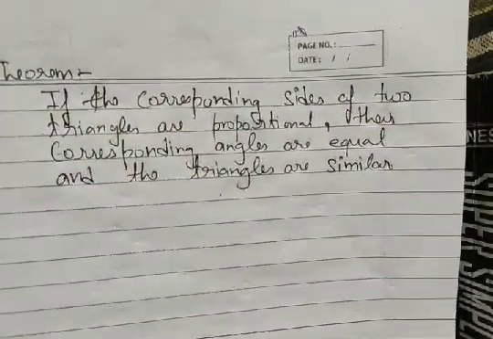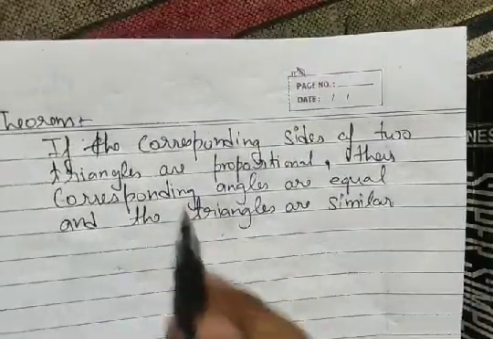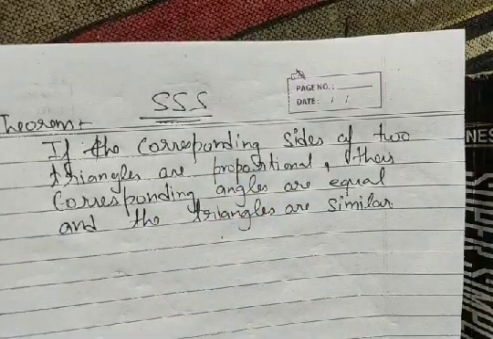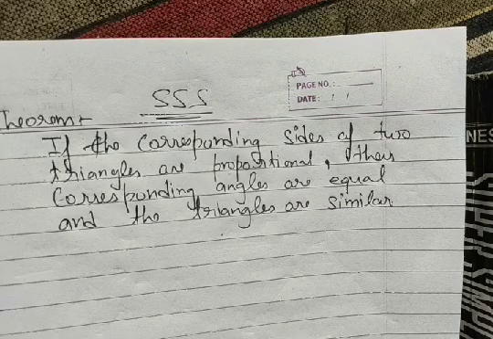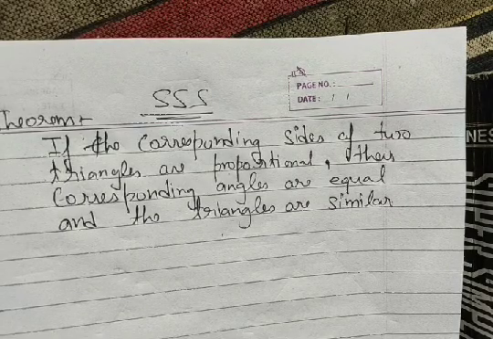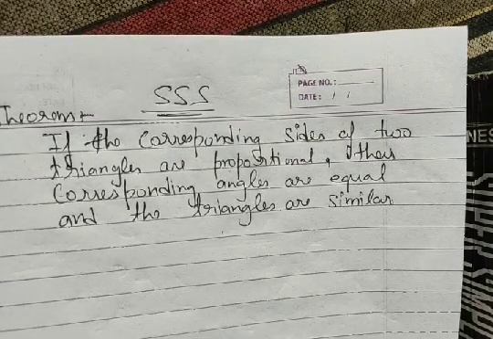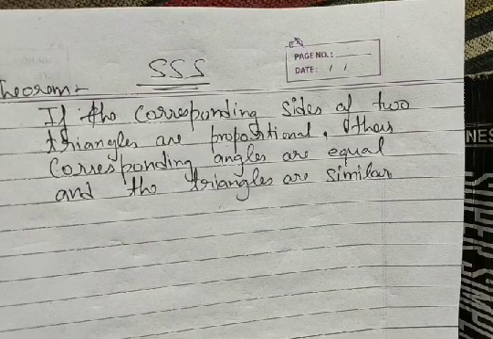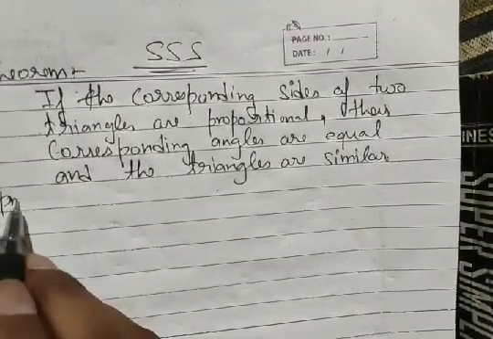Now we move to our next theorem, and this statement refers to the SSS similarity criteria. Look at the statement. If corresponding sides of two triangles are proportional, then corresponding angles are equal and the triangles are similar. Now it's given that the corresponding sides of the triangles are proportional. Again we are going to draw two triangles.